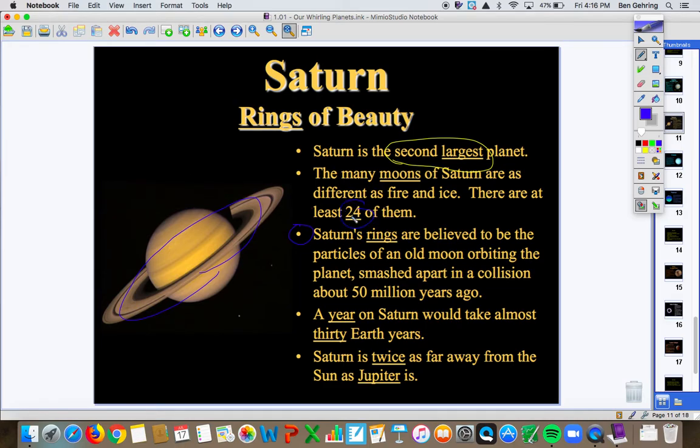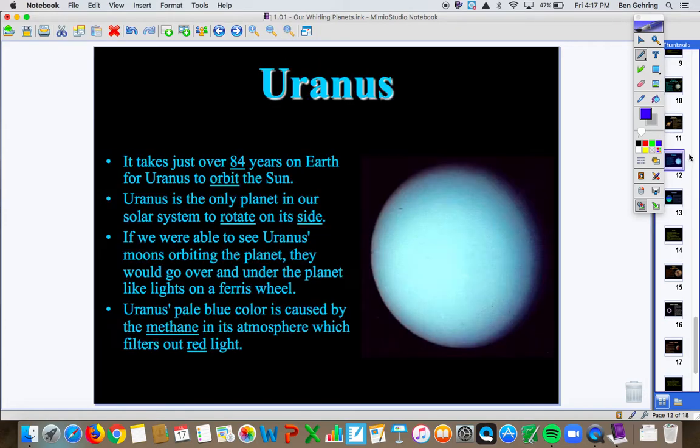And even amidst that, Saturn still has about 24 moons that are continuing to go around outside of what's in the rings. A year on Saturn is about 30 years on Earth, and the distance from Jupiter to the Sun and Saturn to the Sun doubles. So we have the sun here, we have Jupiter here, and Saturn would be clear out here. So it doubles the distance between Jupiter and Saturn, which is pretty crazy just because there's nothing in between those two. Our next planet is Uranus.